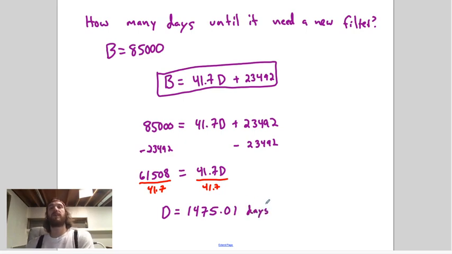So 1,475 days after September 5th, it will hit its filter change. And you can always change it before then.